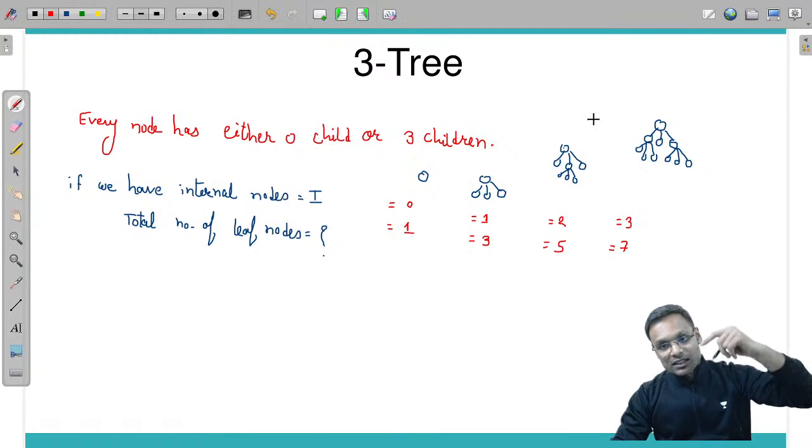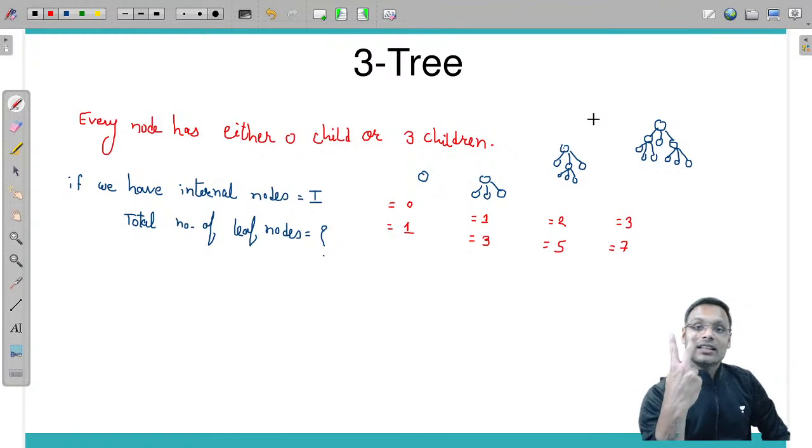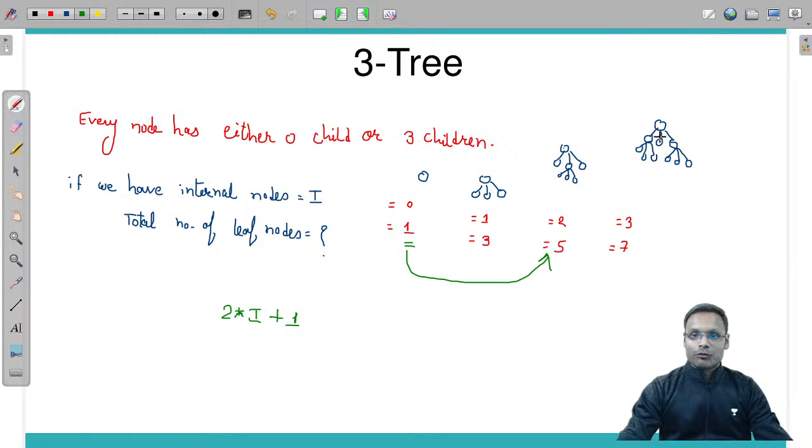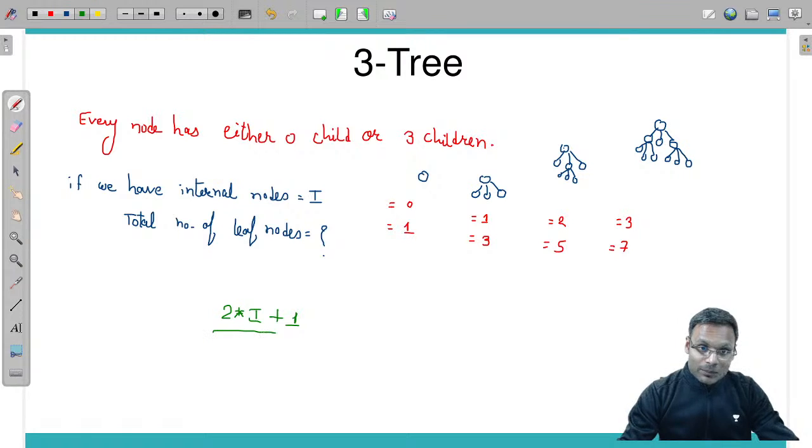Every time you are increasing the number of internal nodes, it is increasing the leaf nodes by 2. Means if we have some I number of internal nodes, for each internal node we will be having 2 leaf nodes plus 1 extra at the starting. If we add 1 internal node, total plus 2. If we add 2 internal nodes, 2 into 2. From here to here, 2 into 3 extra. Right? Got it? So 2I plus 1 is the total number of leaf nodes.